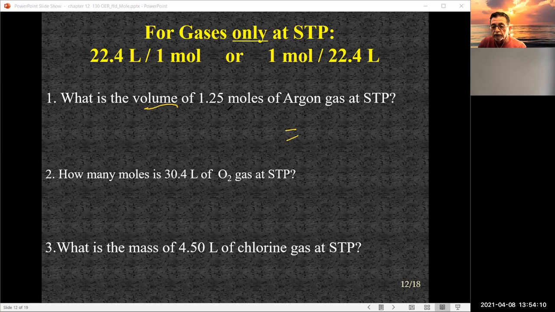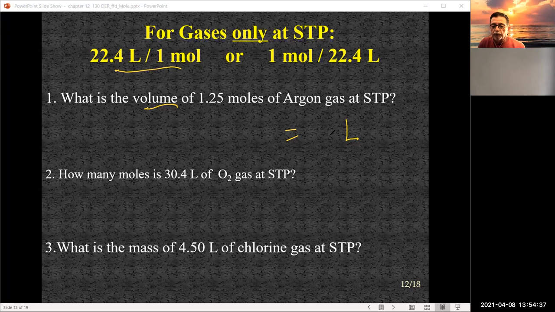Normally, because we're using these conversion factors, the volume is understood to be in liters. They may ask you for milliliters or some other volume, but that's okay. You've got to get to liters first, and then from there you can convert to whatever volume units you need, but you've got to get to liters.